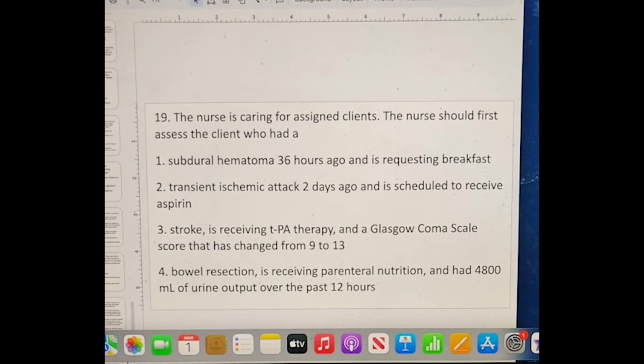So this is a prioritization question, management of care question, delegation, supervision, assignment, the largest section on the NCLEX exam. So what's expected? What's not expected? What's acute? What's chronic? What's stable? What's unstable? All right. What are we thinking?